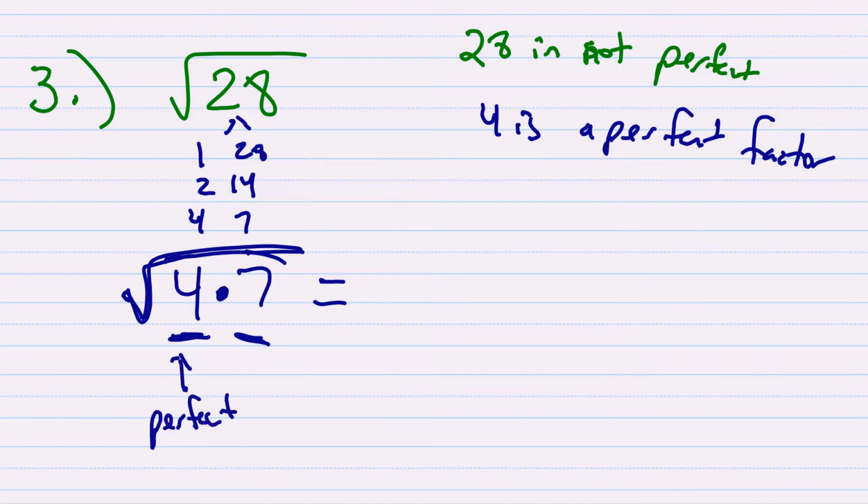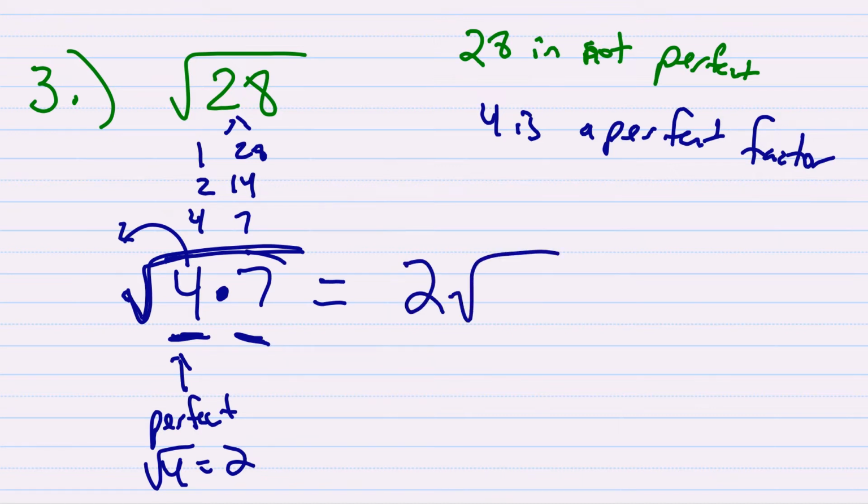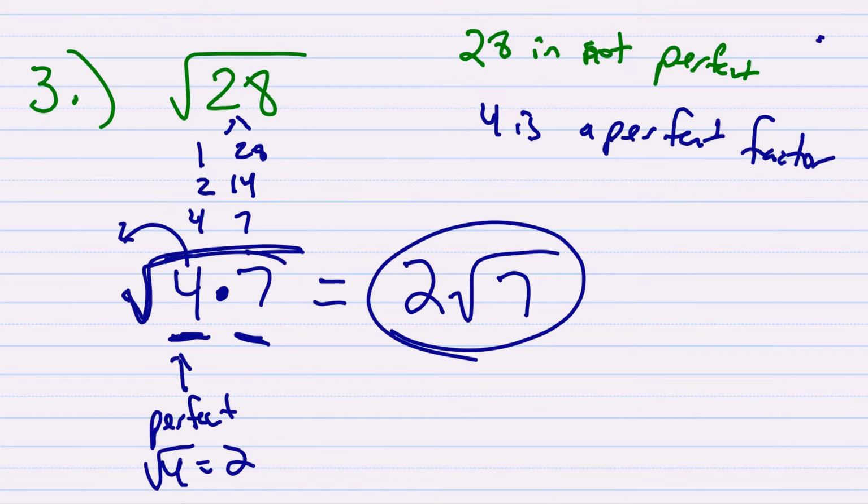Now you have to remember the square root of 4 is 2. So when 4 leaves the radical, it comes outside as 2. 7 is not perfect. It stays in the radical as 7. So your final answer is 2 radical 7. This is the most simple version of radical 28. Radical 28 and 2 radical 7, they're the same exact thing. They just look a little bit different. 2 radical 7 is simplified.